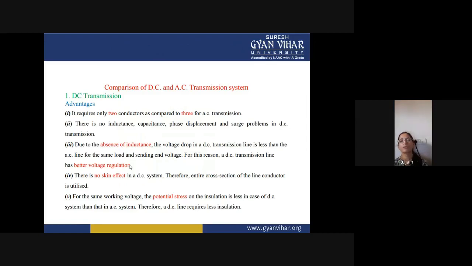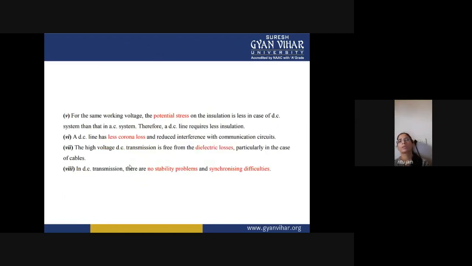Next, there is no skin effect in a DC system, therefore the entire cross section of the line conductor is utilized. For the same working voltage, the potential stress on the insulation is less in the case of a DC system than in an AC system. Therefore, a DC line requires less insulation.